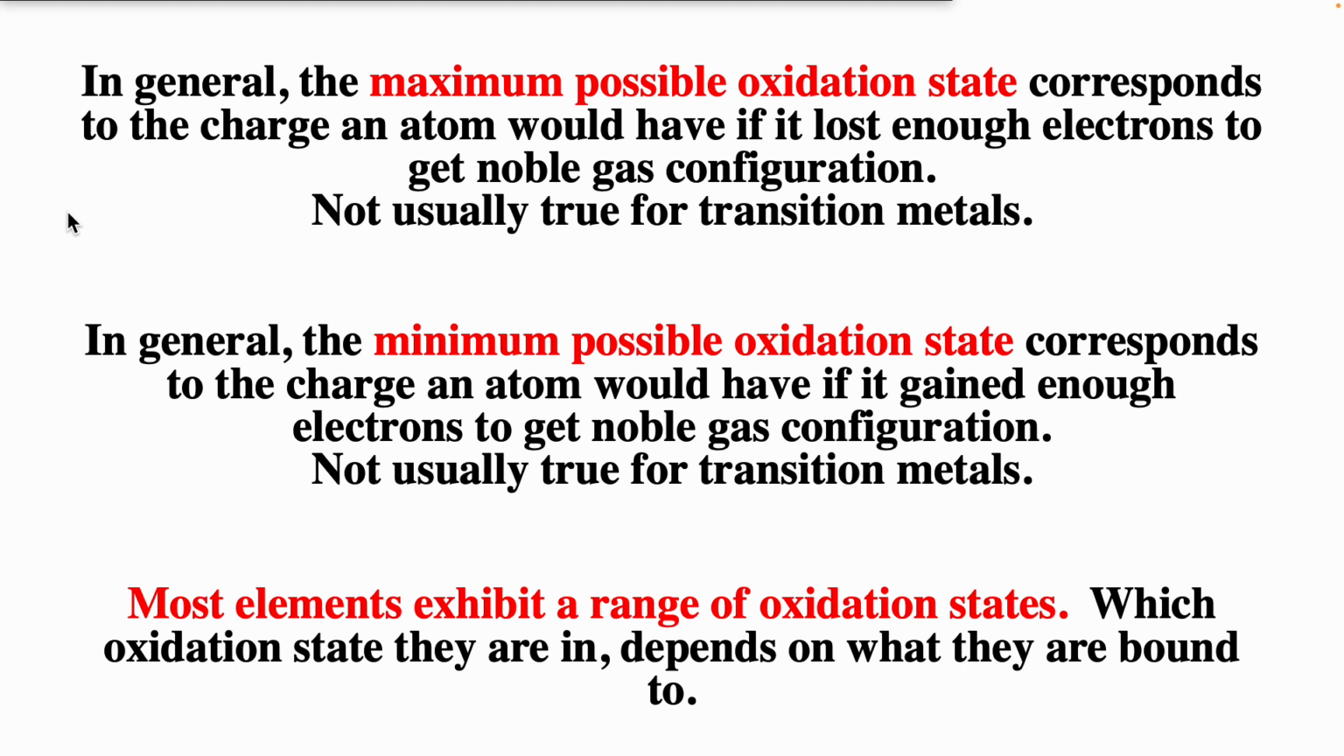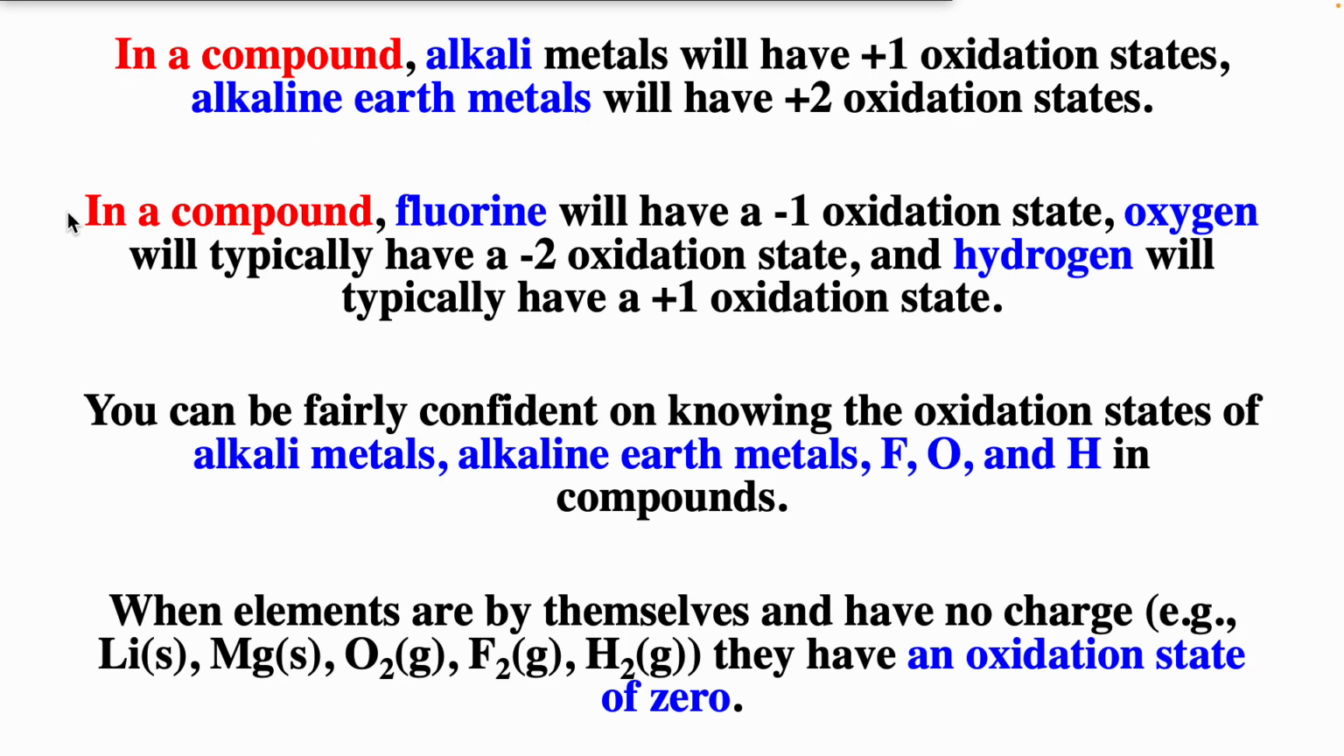Most elements exhibit a range of oxidation states. Which oxidation state they're in depends on what they're bound to. So in a compound, alkali metals will have a +1, alkaline earths +2, fluorine -1, oxygen -2, hydrogen +1. And so you can be fairly confident of those. And then elements by themselves with no charge will have an oxidation state of 0.